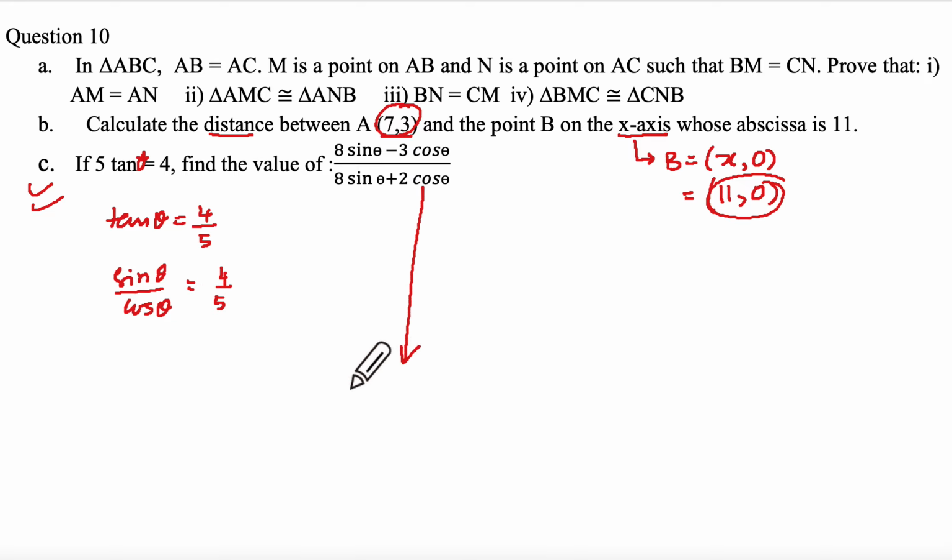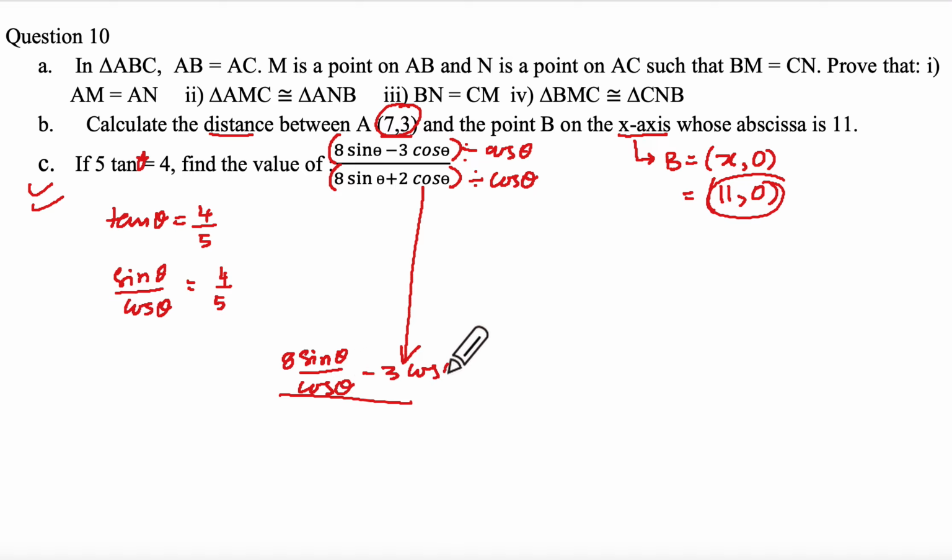Then you copy this, and what you have to do, divide this full numerator and full denominator by cos theta. Understanding? I'm skipping the steps. I'm telling you how this is to be done. So you will get 8 sine theta upon cos theta minus 3 cos theta upon cos theta. Okay, and below here it will be 8 sine theta upon cos theta plus 2 cos theta upon cos theta.